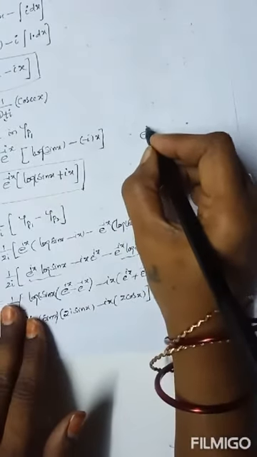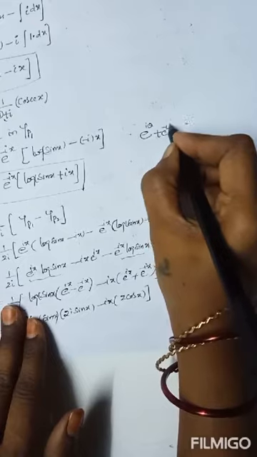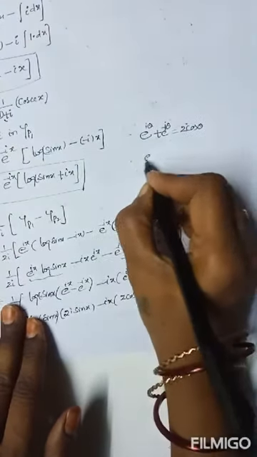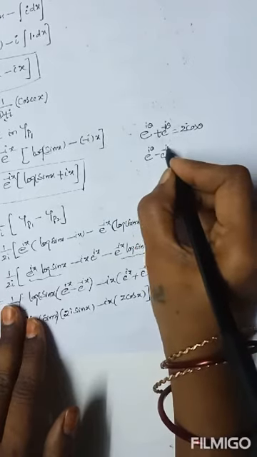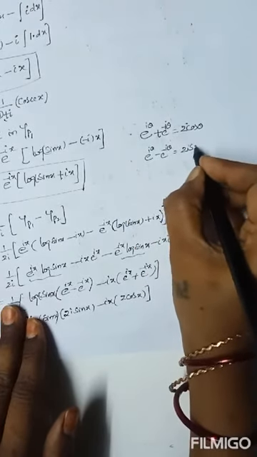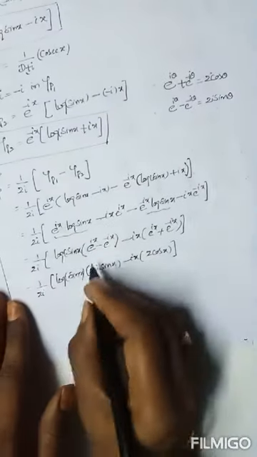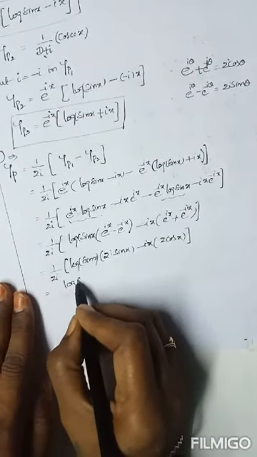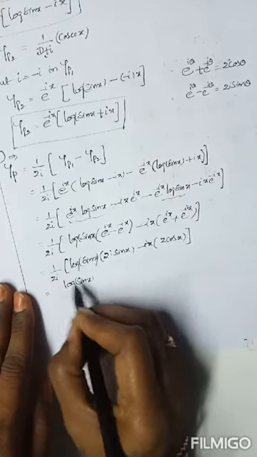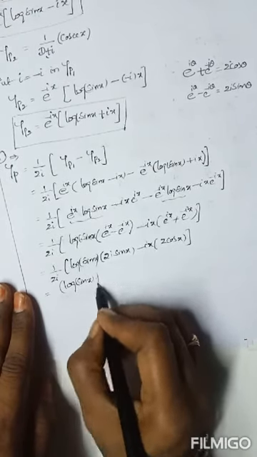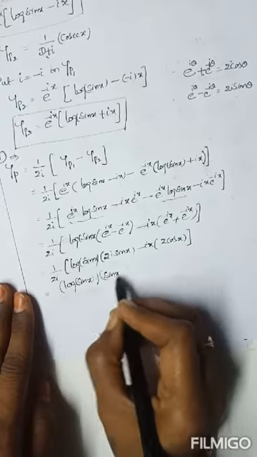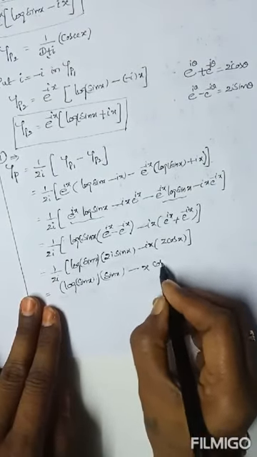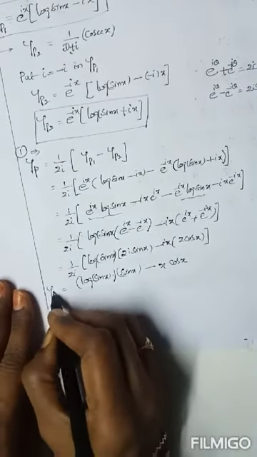As per this, e power i theta plus e power minus i theta equals 2 cos theta, and e power i theta minus e power minus i theta equals 2i sin theta. Here I have written the corresponding formulas. Now enter 2i into the bracket: log of sin x, the 2i cancels, into sin x, and 1 by 2i into the second term, here also 2i gets cancelled, x cos x is there. This is the value of yp.